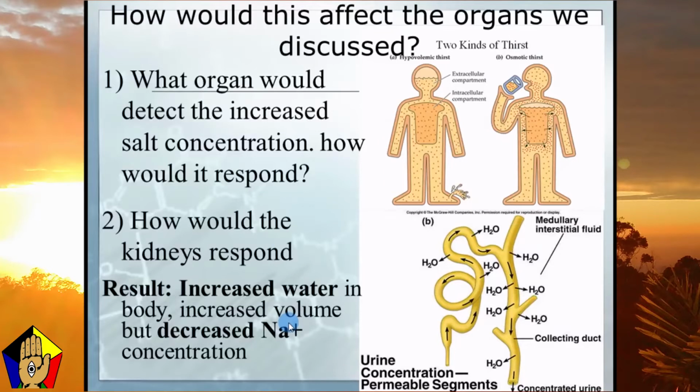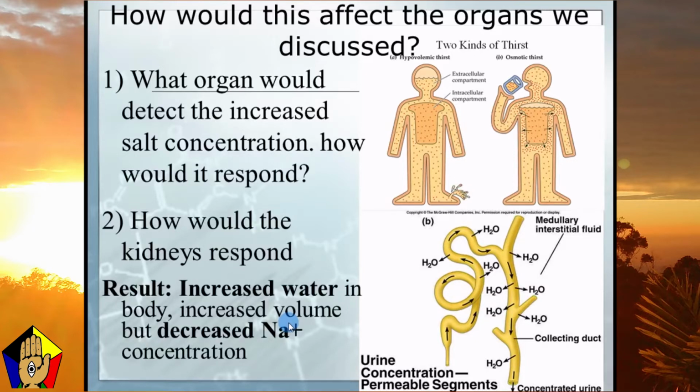Right? So what organs would detect the increased salt concentration? So salt concentration, we're talking about concentrations here, not volumes. Your blood volume might be just right, but you have high salt in it. Your hypothalamus. Your hypothalamus has those osmoreceptors that detect the change in concentrations. So now, what organ? I think I may have just said that. Hypothalamus has the osmoreceptors.